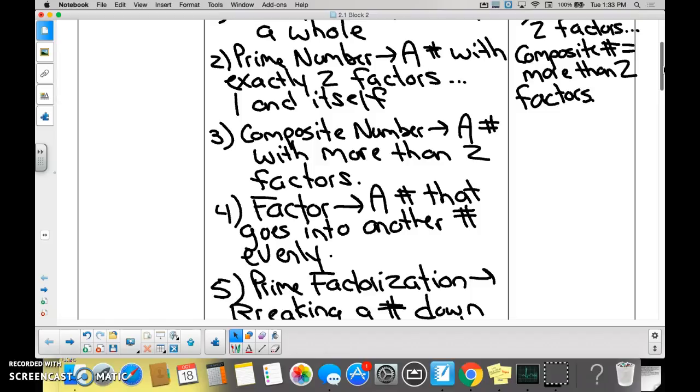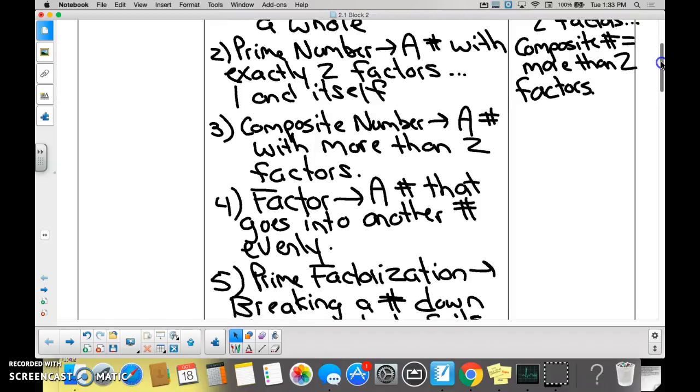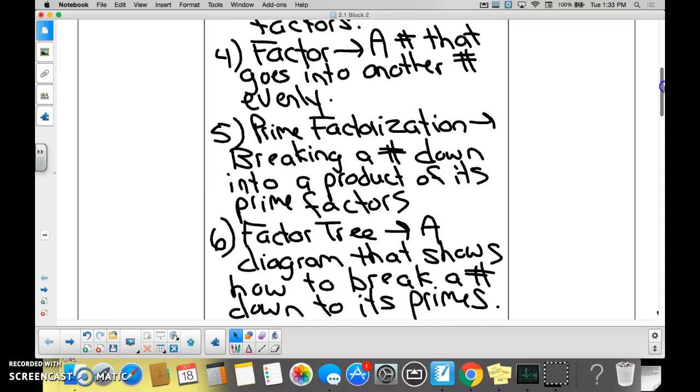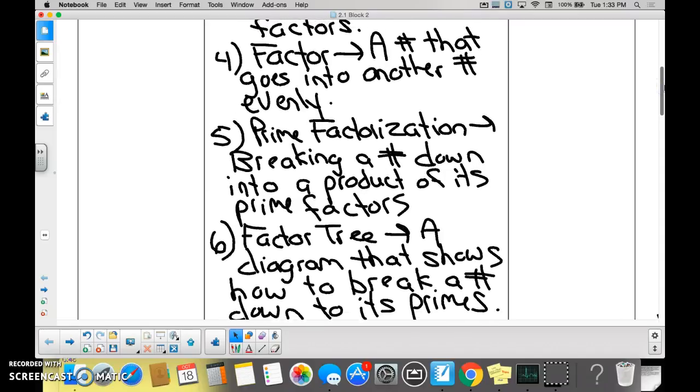Okay? A composite number then would be what? What's the difference between a prime and a composite? A composite number has what, Veda? It has more than 2 factors. So obviously it has 1 and itself plus at least 1 more. Okay, and then a factor. We've been talking about factors. We should know what they are. It's a number that goes into another number, everybody. There you go. I love that.